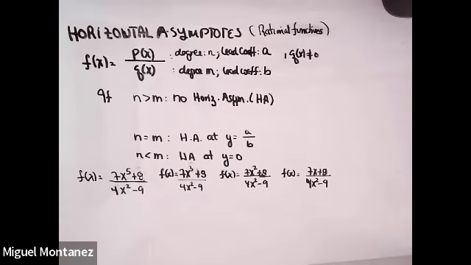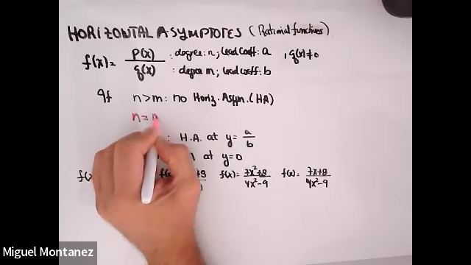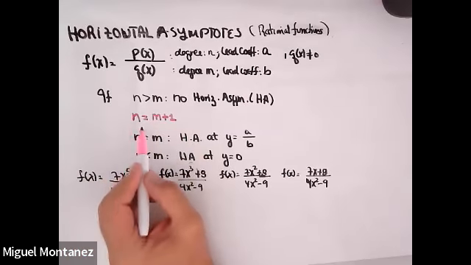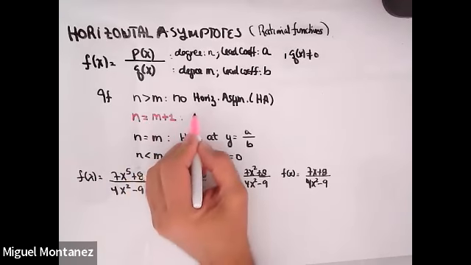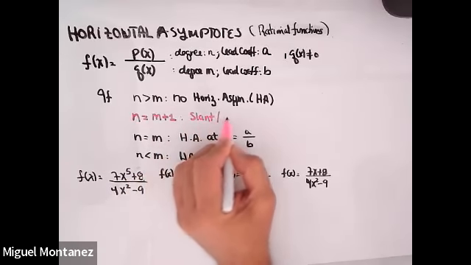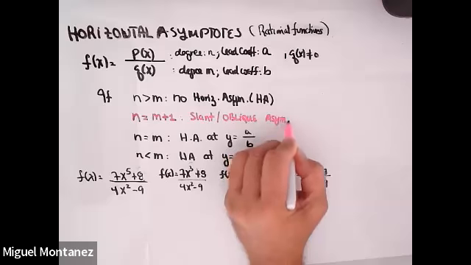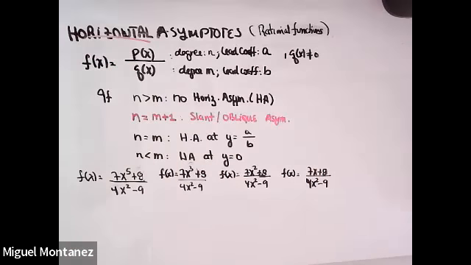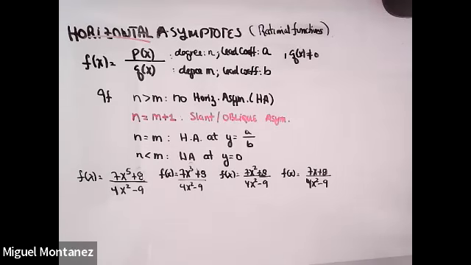Okay, it's very clear with an example. I'm going to write another condition here. If n equals m plus 1, namely n is higher than m by just 1 degree, then we will have a slant or oblique asymptote. Of course, we're talking about just horizontal, but this is the case where we will experience an oblique asymptote if the degree of the numerator is higher by just 1. So for example, let's see these 4 examples, very similar.